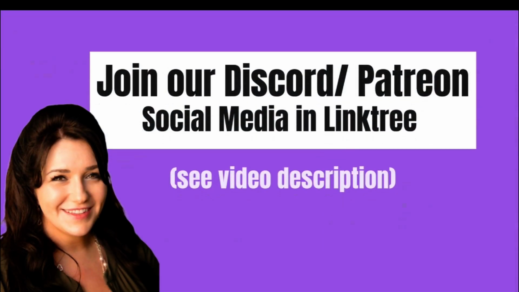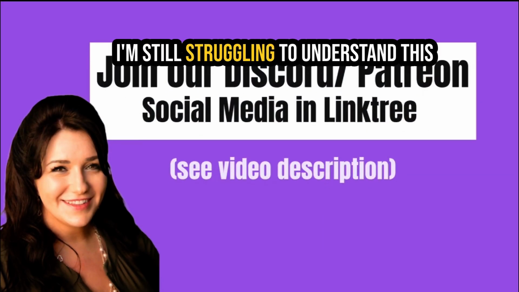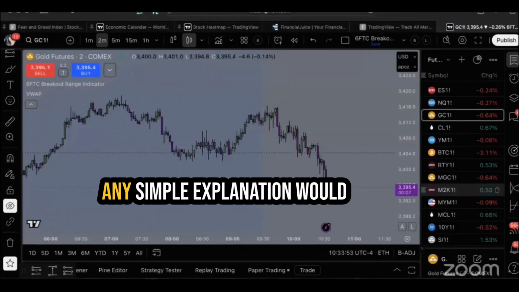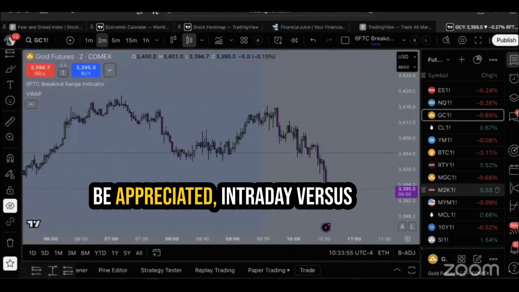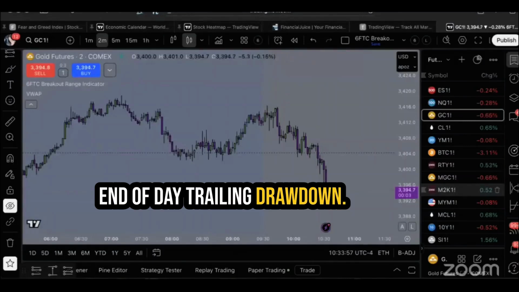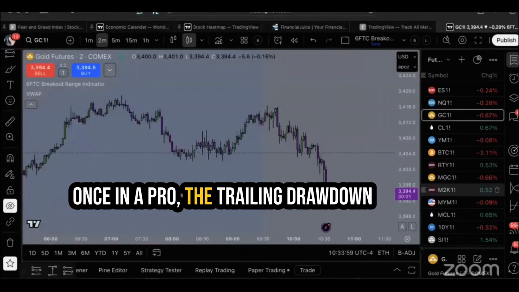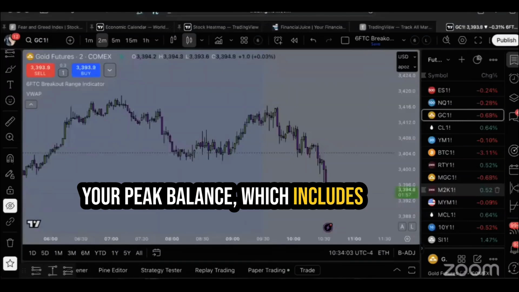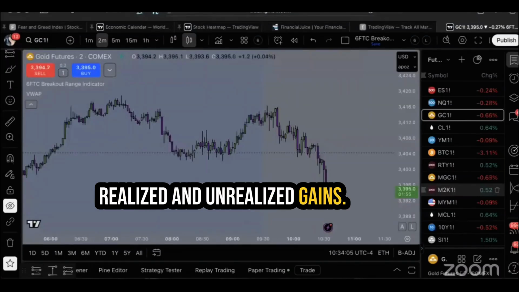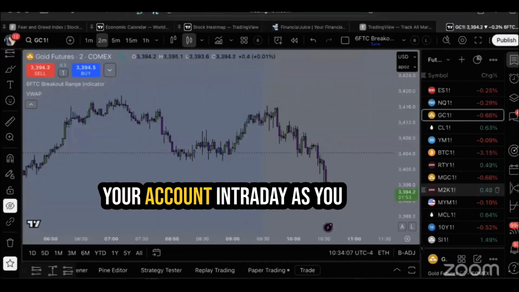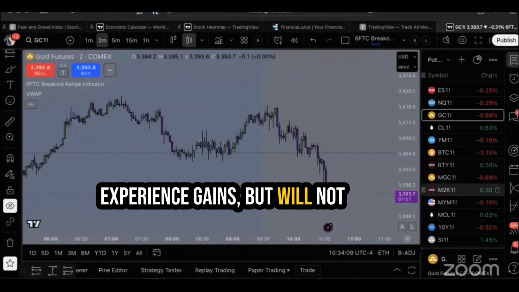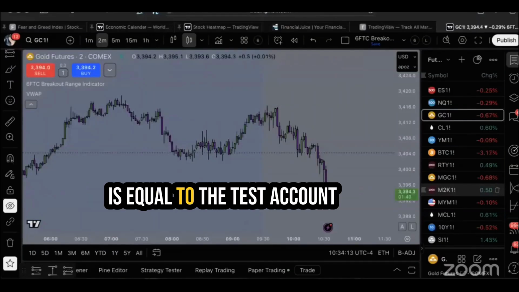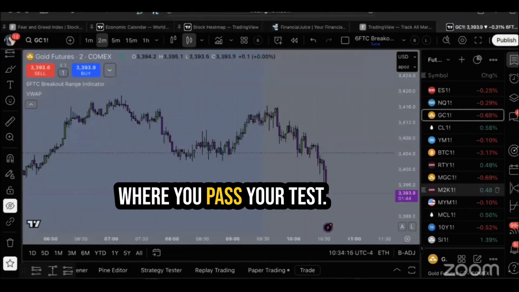So I'm going to go to your question then, and it says, I'm still struggling to understand this rule on Take Profit Trader Pro account. Any simple explanation would be appreciated. Intraday versus end of day trailing drawdown. Once in a pro, the trailing drawdown is calculated intraday based on your peak balance, which includes realized and unrealized gains. The drawdown will follow your account intraday as you experience gains, but will not exceed the starting balance. The maximum drawdown amount is equal to the test account where you passed your test.